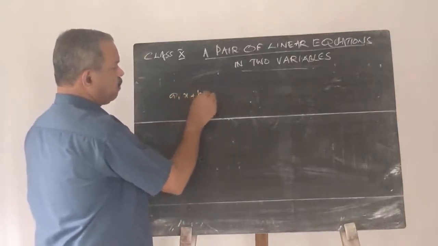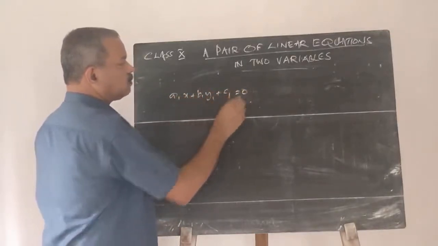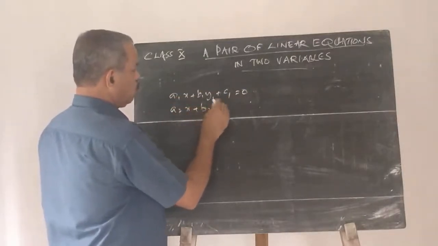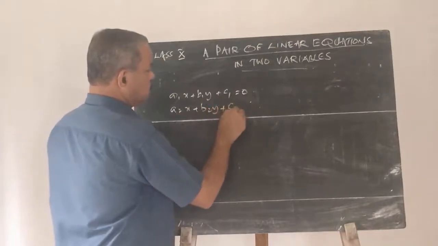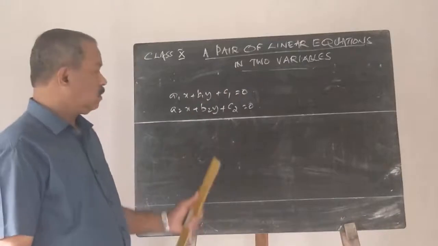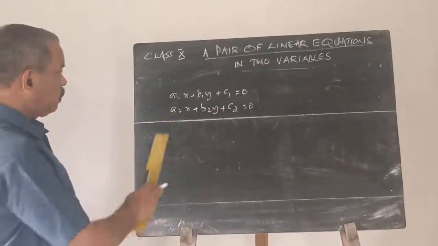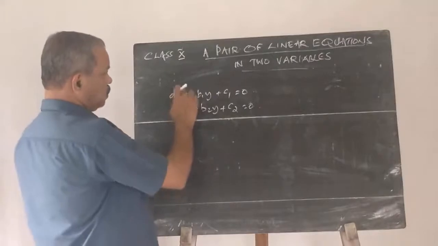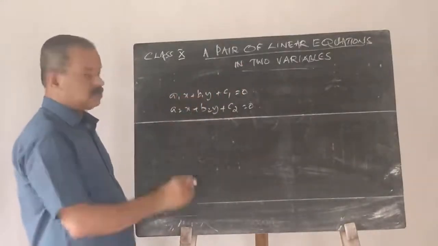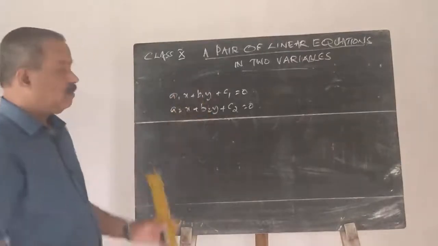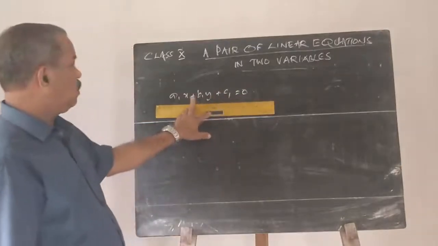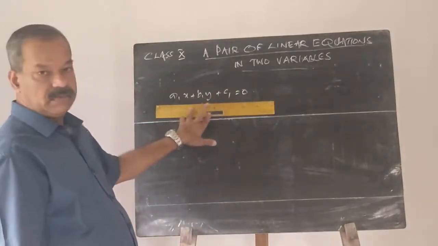a1x plus b1y plus c1 equal to 0, a2x plus b2y plus c2 equal to 0. We have already discussed these equations. Now these are a pair of linear equations in two variables x and y. When we treat this equation alone, it is a linear equation in two variables.